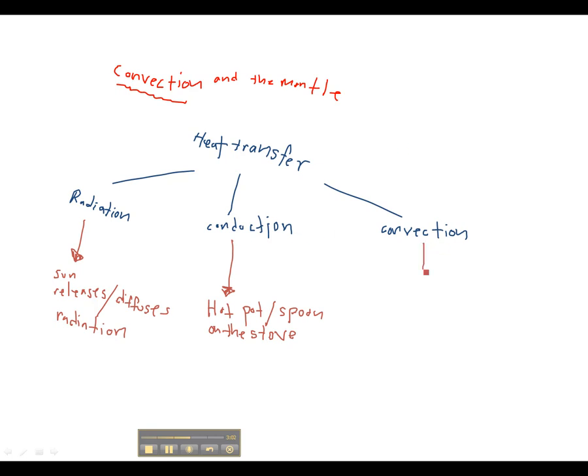The last type of heat transfer that we're going to talk about, which is probably the most important for this particular section and for the mantle, is convection. Convection is the heat transfer by the movement of currents within a liquid. We're going to be learning a lot about that.